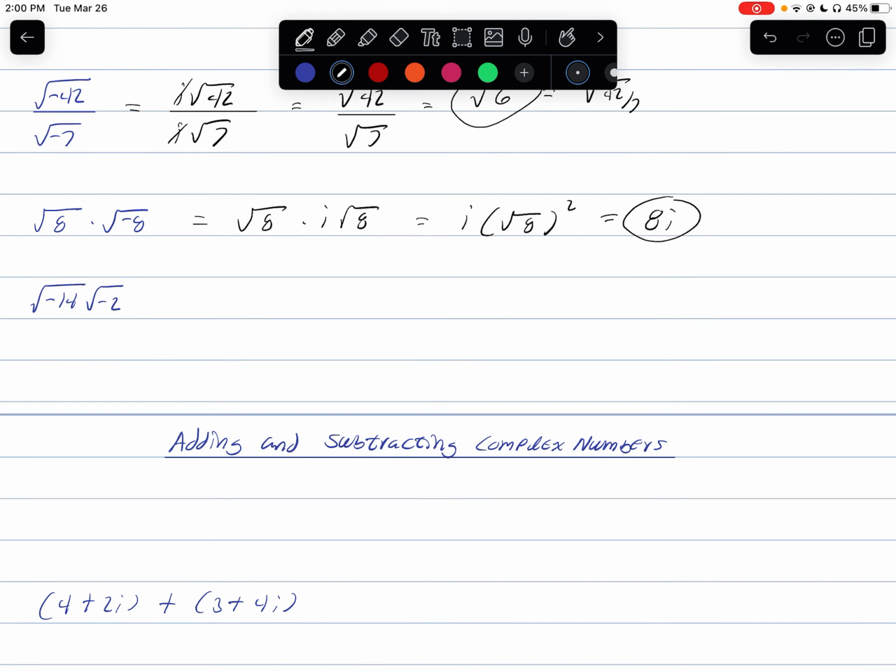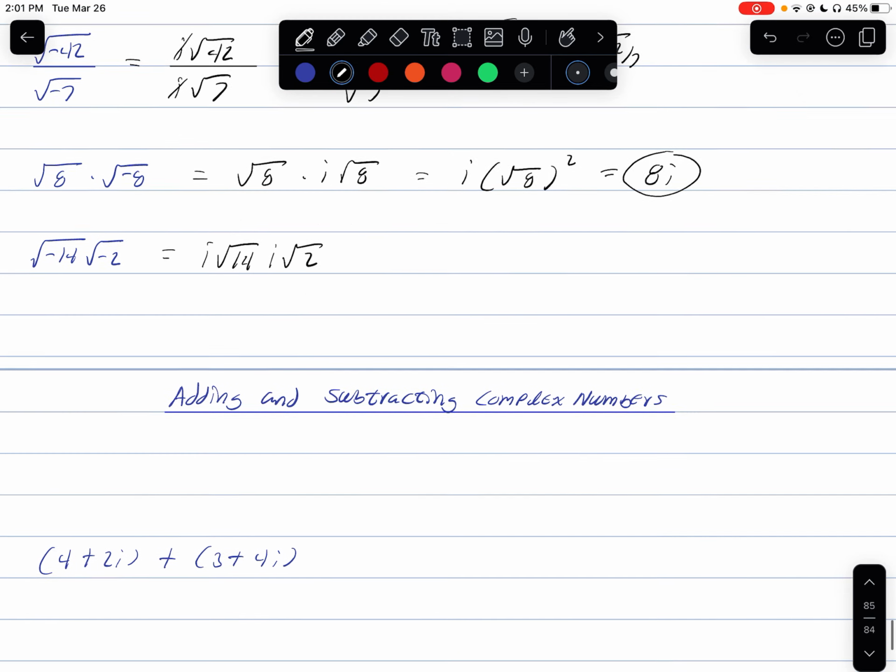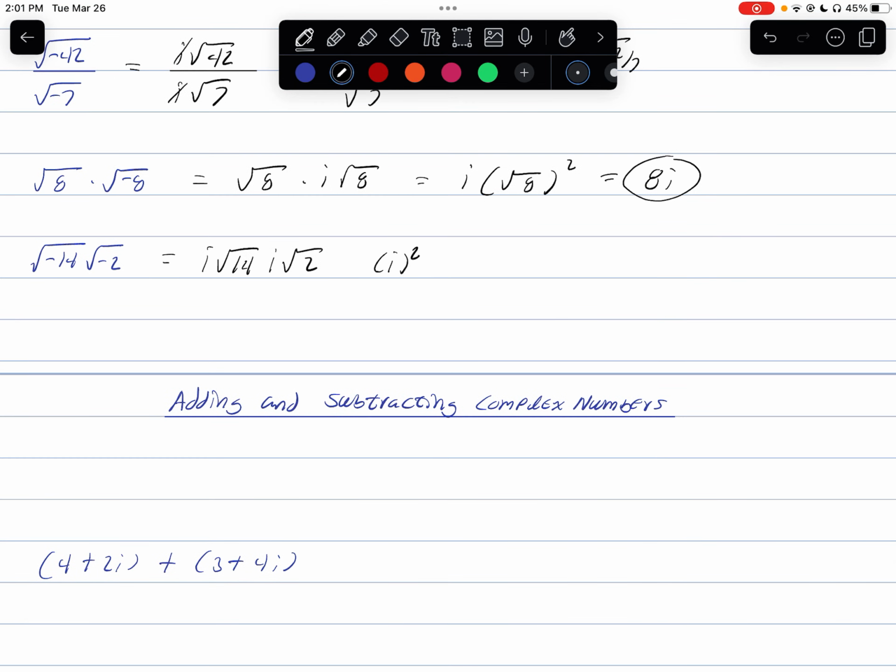Okay, how about the square root of negative 14 times the square root of negative 2? Well, again, deal with the i's first. So the square root of negative 14, that's i times the square root of 14. And then we have the square root of negative 2 is i times the square root of 2. So now let's deal with these two i's here. If we have these two i's, we have to square them. So we have i squared times the square root of 14 times the square root of 2.